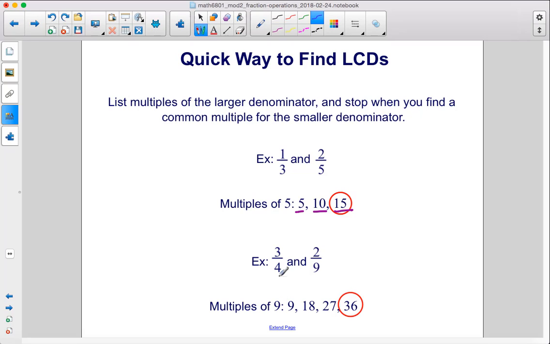For 3/4 and 2/9, you start with the larger, 9, and you list the multiples of 9. Then you go through and you see which one's a common multiple for 4. Is 9 a multiple for 4? No. What about 18, 27? Nope, nope. But 36 is. So 36 is your lowest common denominator.